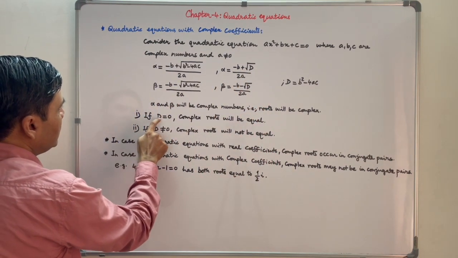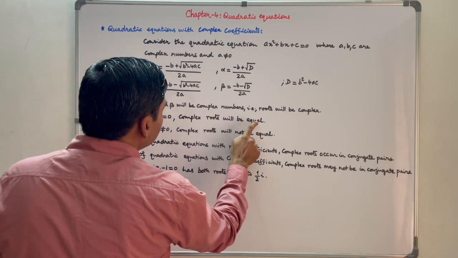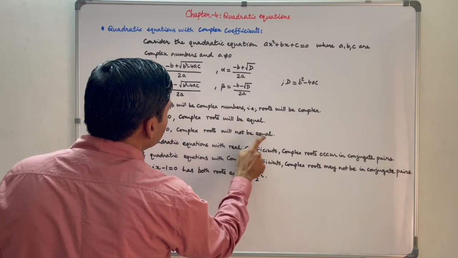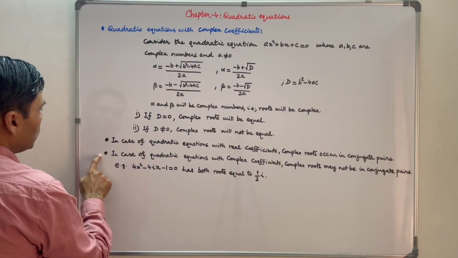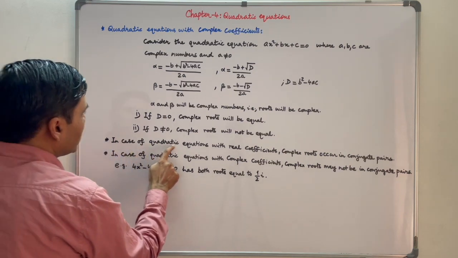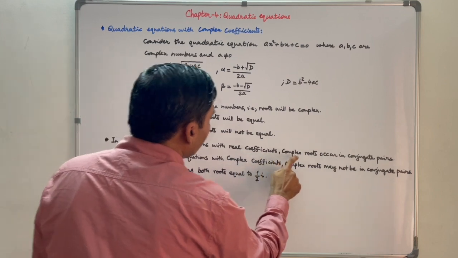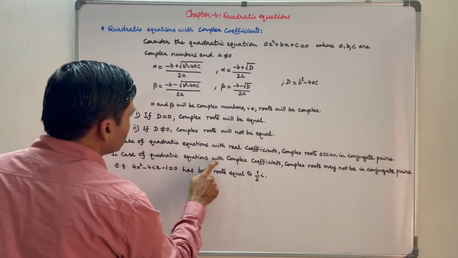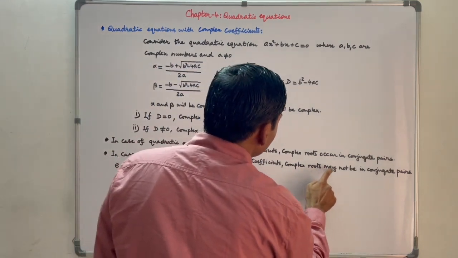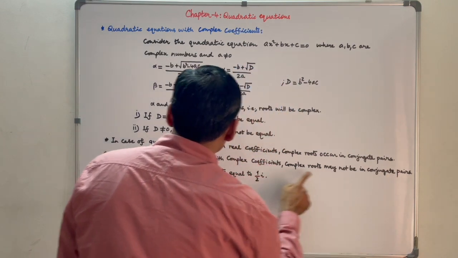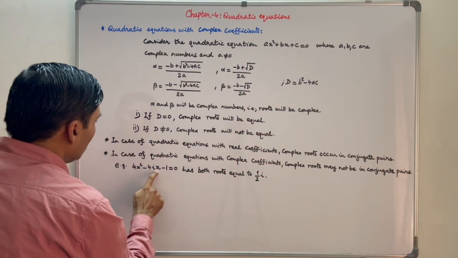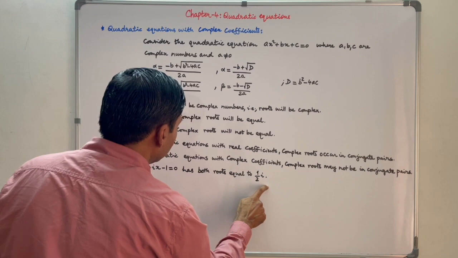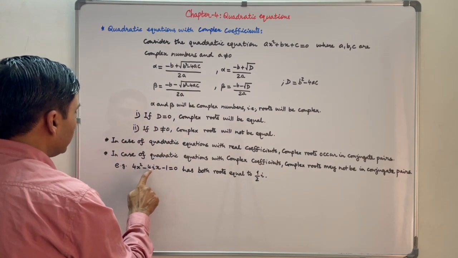Case 1 when D is equal to 0. So complex roots will be equal. Case 2 when D is not equal to 0, complex roots will not be equal. Two important points to note here. Point number 1, in case of quadratic equations with real coefficients, complex roots occur in conjugate pairs. And point number 2, in case of quadratic equations with complex coefficients, complex roots may not be in conjugate pairs. For example, 4x square minus 4ix minus 1 is equal to 0 has both roots equal to 1 by 2i. Here coefficient of x is complex and that is minus 4i.